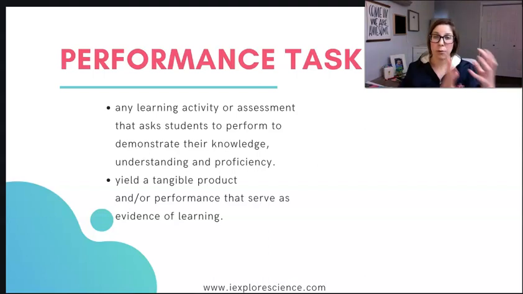So it is the performance and the actual thing that they did. It's not a bunch of multiple choice questions or true or false questions that they earned points for. Okay, so that's what the difference here is.